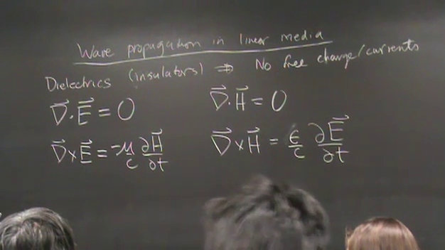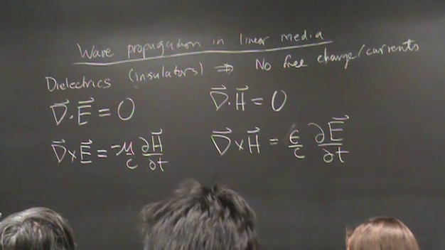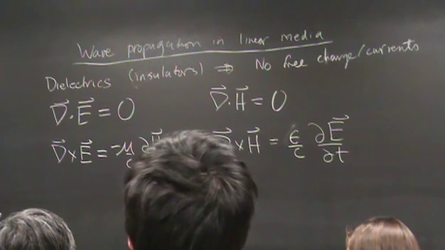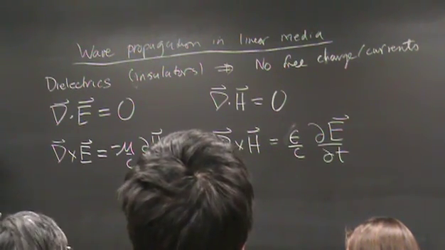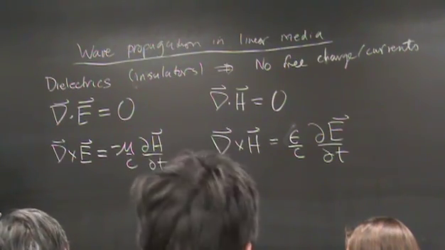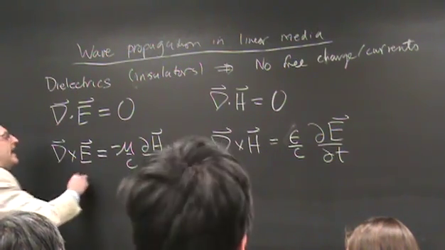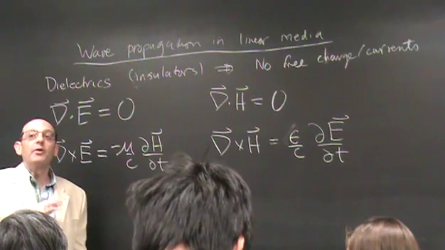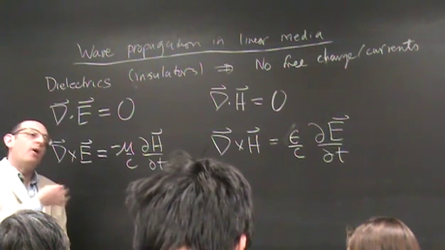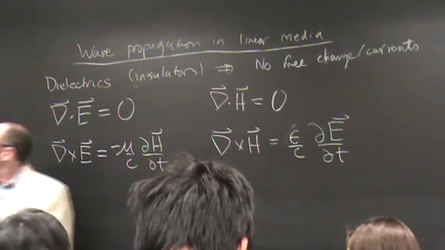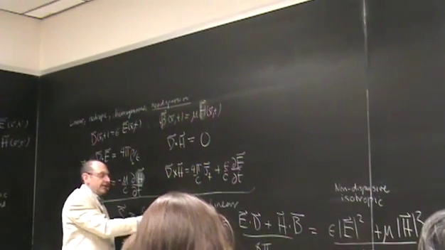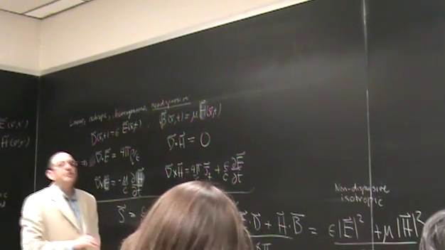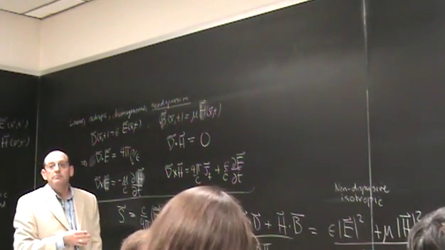Okay? Of course, E and D and P and H are linearly related to one another. When I'm talking about wave propagation in media, it's traditional to choose E and H as the relevant fields. They're all proportional in this case. And that's because, as we'll see, there's a nice relationship in thinking about the energy propagation in terms of E and H, as opposed to E and B.